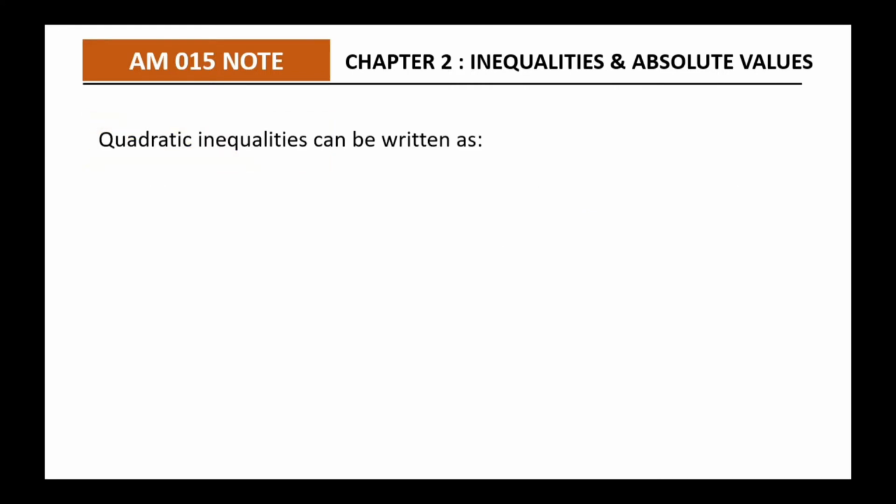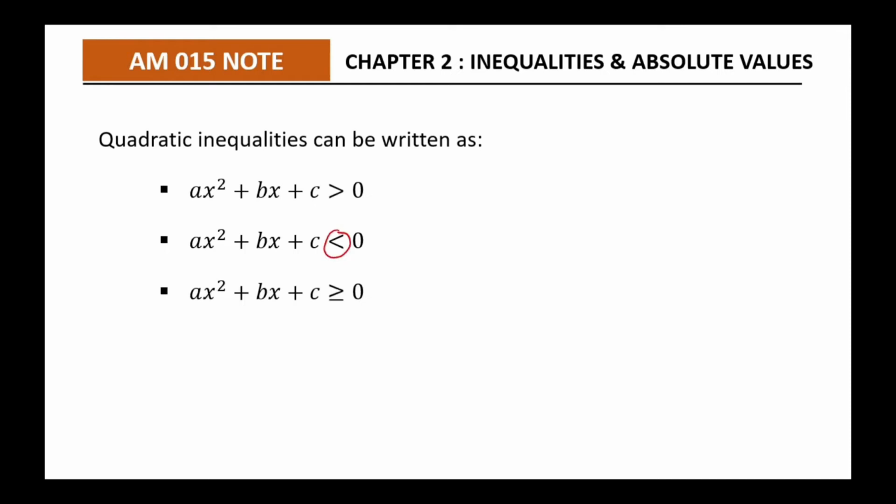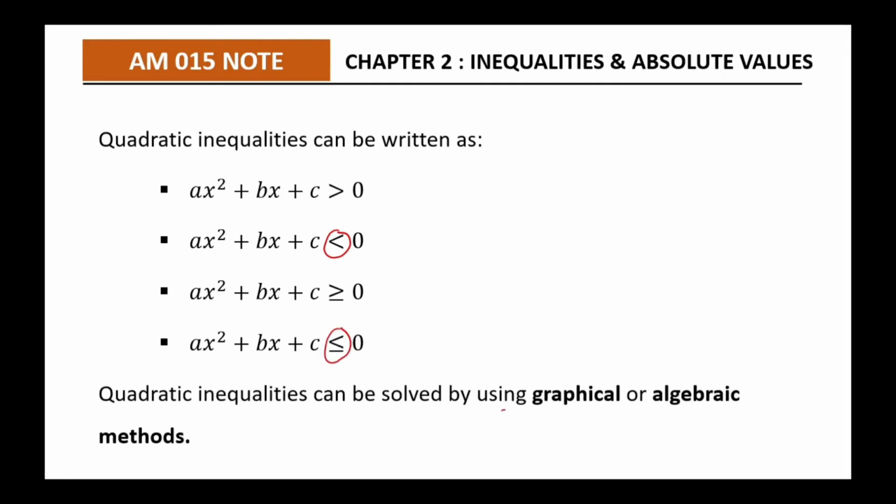Okay, quadratic inequalities can be written as ax² + bx + c > 0, ax² + bx + c < 0, ax² + bx + c ≥ 0, ax² + bx + c ≤ 0. Quadratic inequalities can be solved by using graphical or algebraic methods. In this lesson, we'll learn about graphical first.